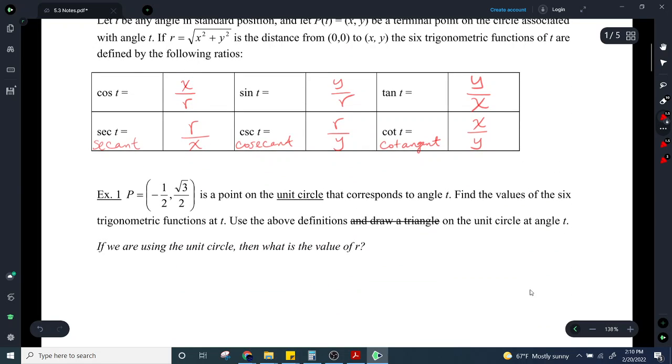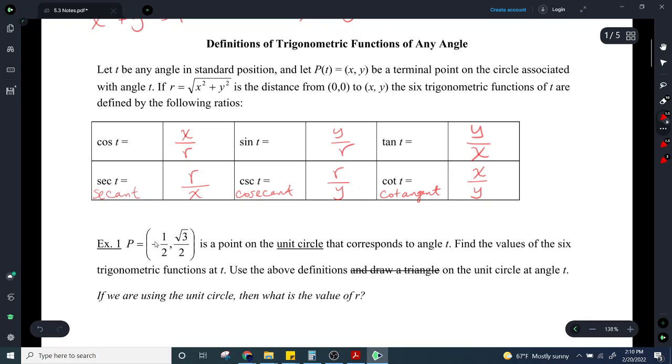So let's do an example. It says if the point on the circle that we're interested in, this point (x, y), is given by these 2 fractions, the x-coordinate is -1/2 and the y-coordinate is radical 3 over 2.